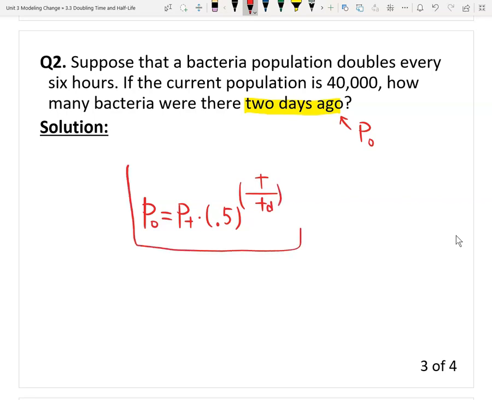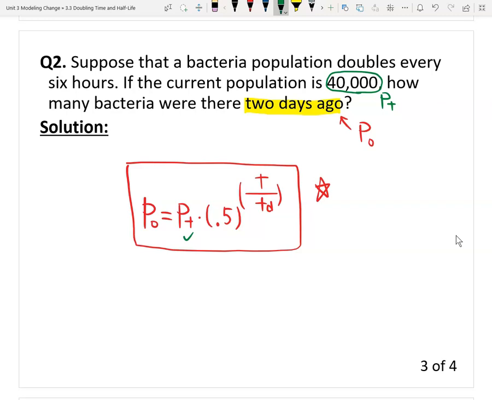Okay, let me highlight again. This is the formula we need. Now let's find all the parameters. What is PT? PT is the population at this moment, right? Which is 40,000. That's PT. So we know this one.